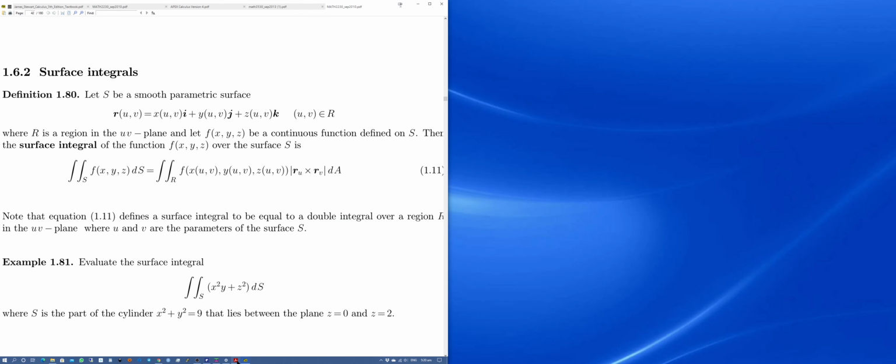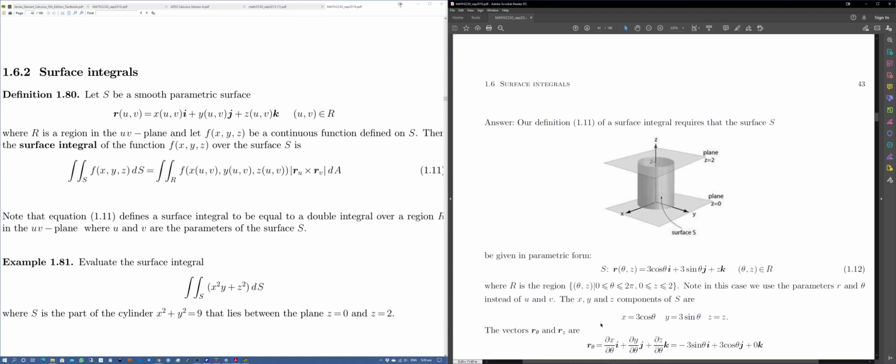Now, your parametric description of a cylinder is standard for a cylinder centered around your z-axis. It's going to be of the form cos theta i plus sine theta j plus z k. The parameters that you're going to use would be theta and z.